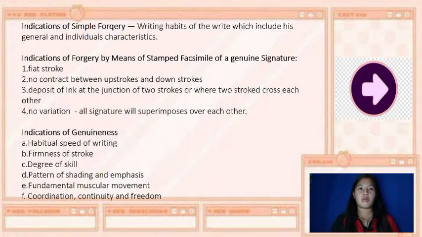Indications of genuineness. First is habitual speed of writing. Next is firmness of stroke. Next is degree of skill. Next is pattern of shading and emphasis. Next is fundamental muscular movement. Next is coordination, continuity, and freedom.